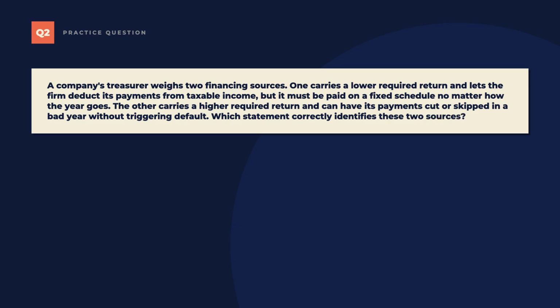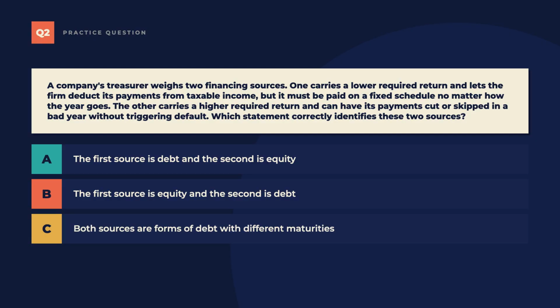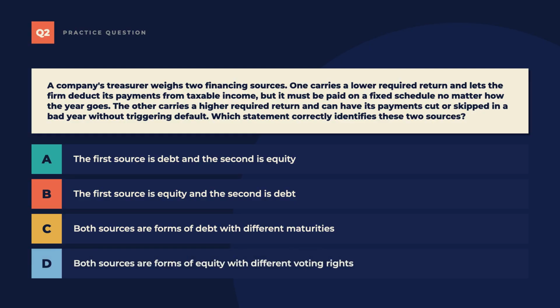Your options are A, the first source is debt and the second is equity. B, the first source is equity and the second is debt. C, both sources are forms of debt with different maturities. D, both sources are forms of equity with different voting rights. Take a second. Which answer would you pick?